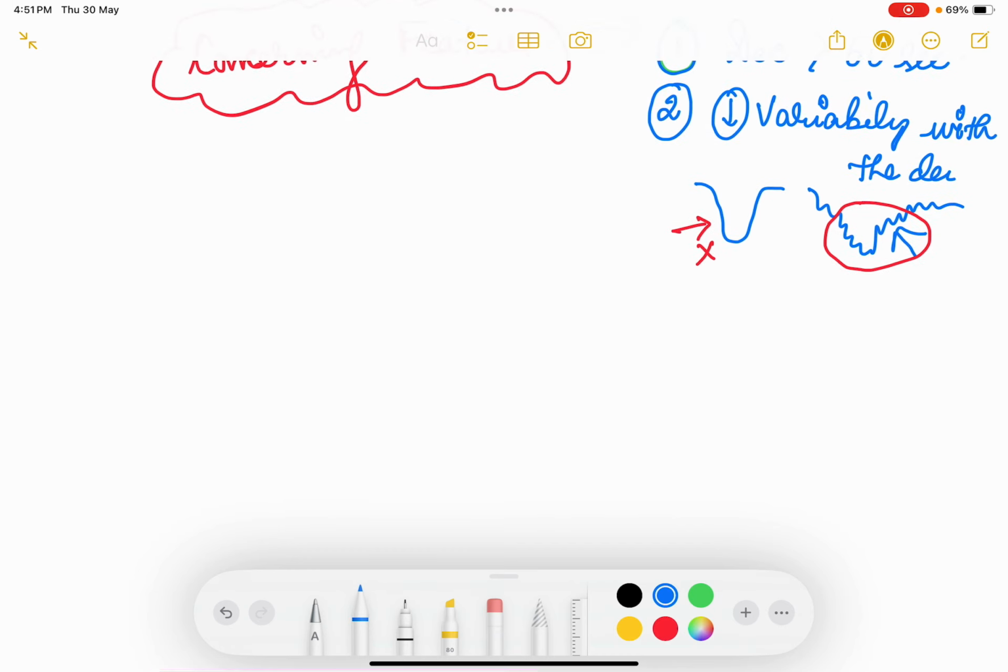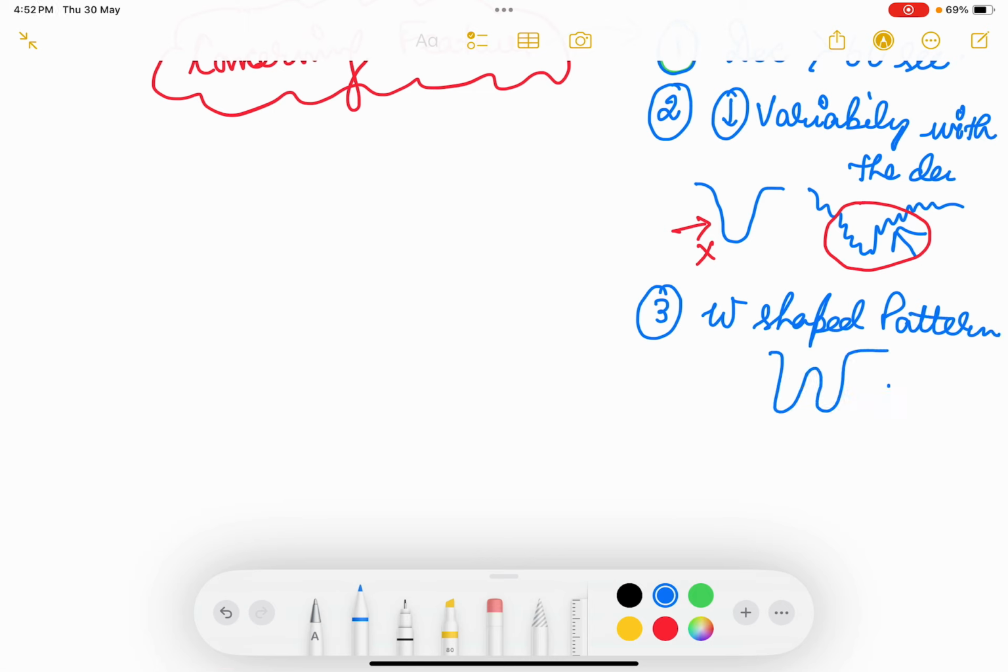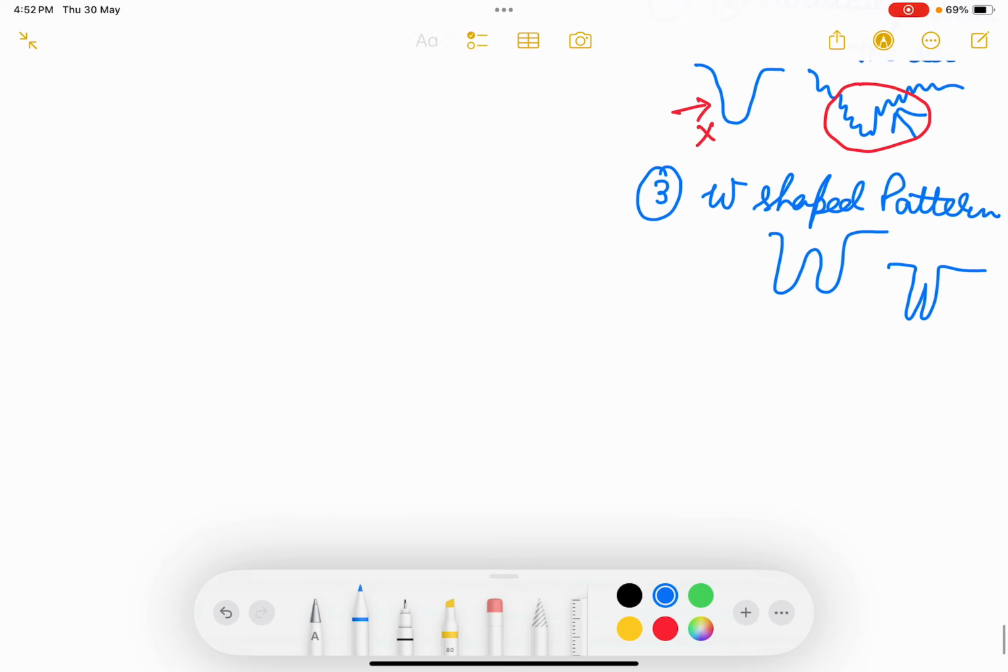The third feature is the W-shaped pattern. W-shaped pattern means that two decelerations are occurring one after the other at the same time. Then it is called a W-shaped pattern. So it is a bad feature or concerning feature.